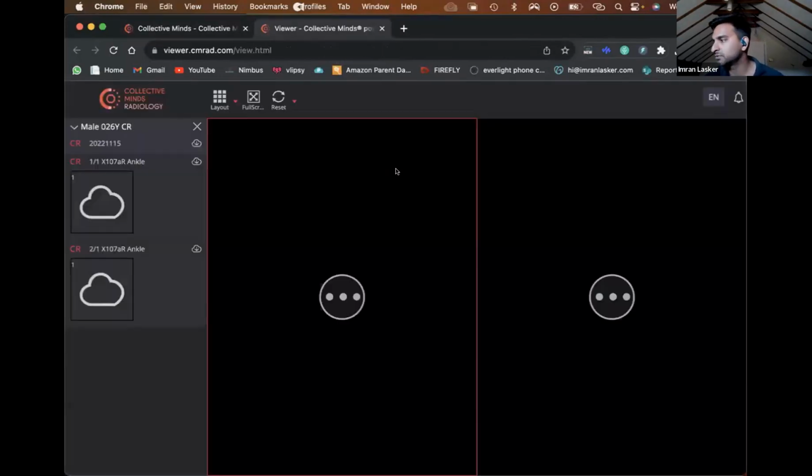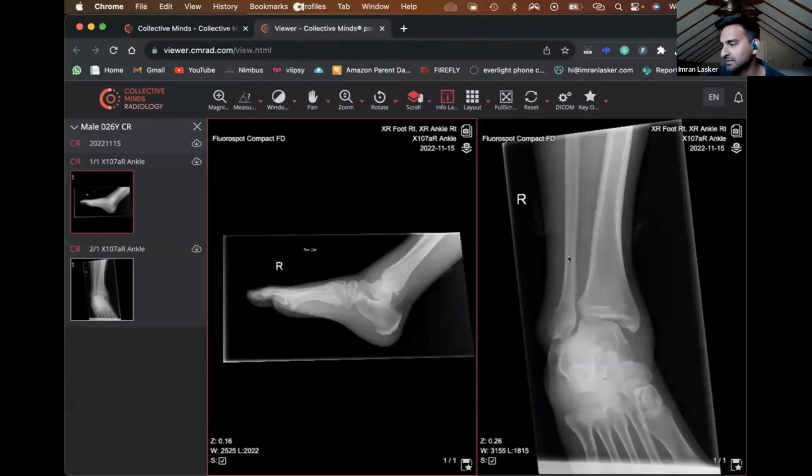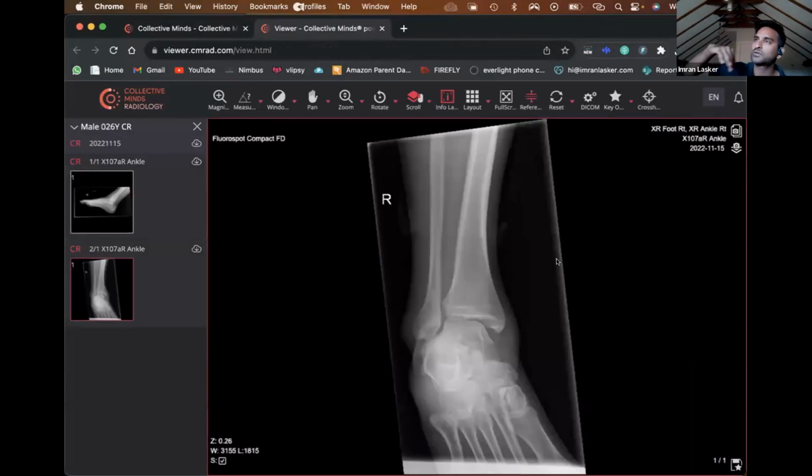Right, let's go to the next case. So we've gone for quite difficult stuff, and hopefully this one will be a little bit easier, because some of you guys seem quite learned, quite good at imaging already.